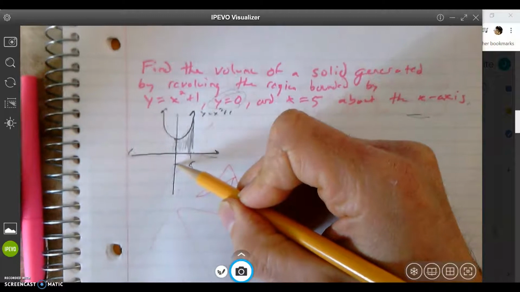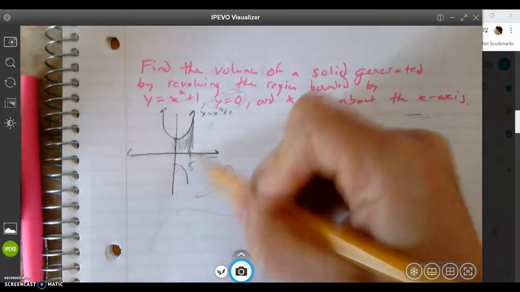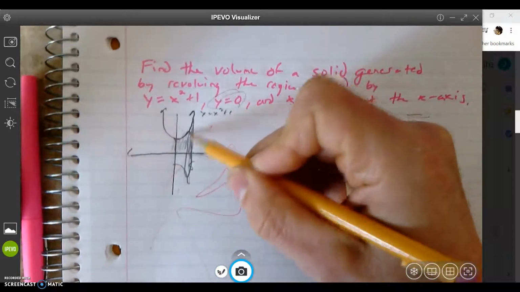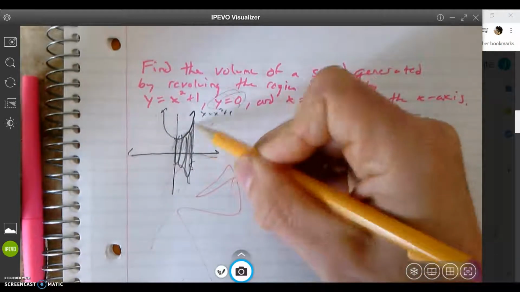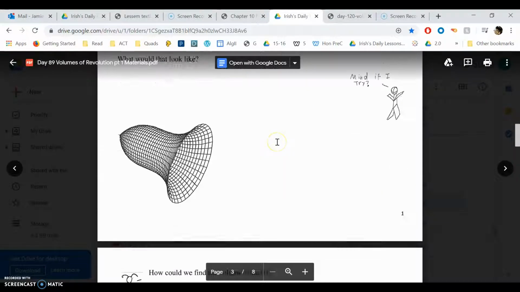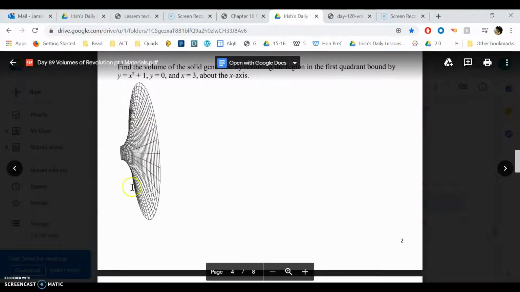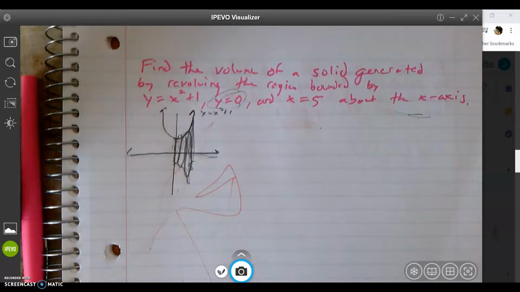So no problem. I'm going to draw a mirror image right here. And so now you're going to revolve it around the x-axis. So it actually looks like, go back to our notes. So here's the problem right here. And it looks like this. Ooh, that's kind of cool when you revolve it all the way around.